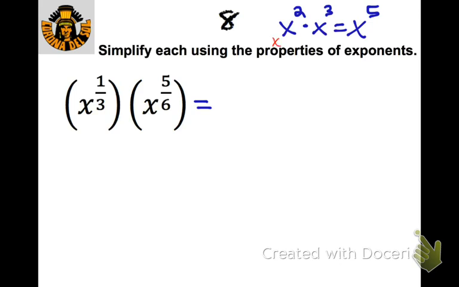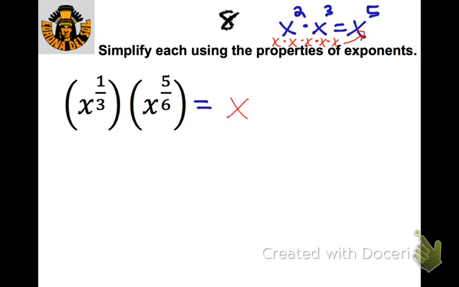X squared is really just x times x. That's what it means to be x squared. X cubed is x times x times x. And that should be obvious that now we have 5 x's, so that tells you, hey, that's the same thing as we just need to add those exponents, not multiply the exponents. So that means these ones we're going to need to add.